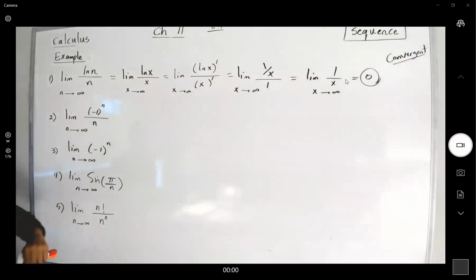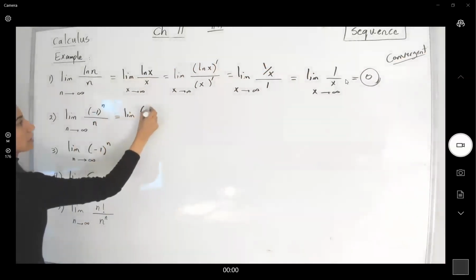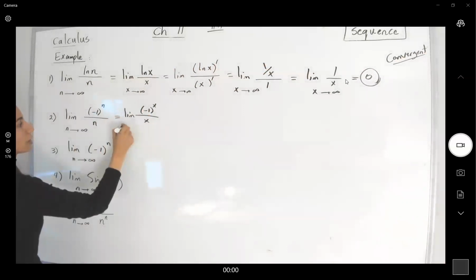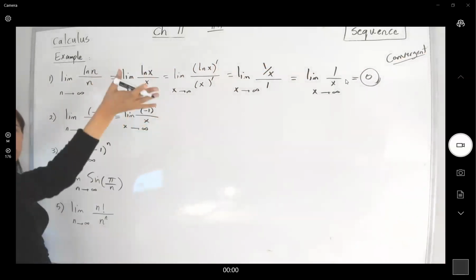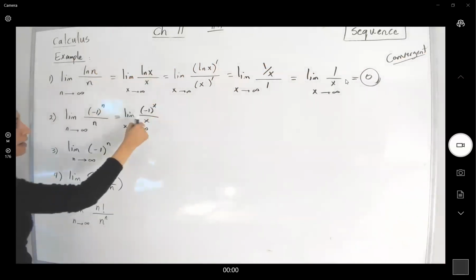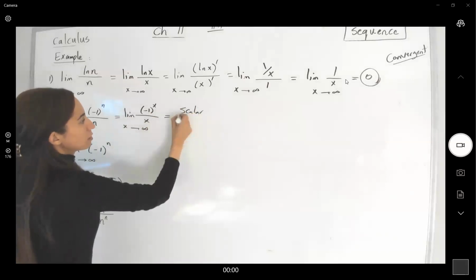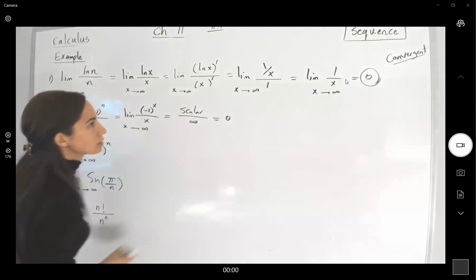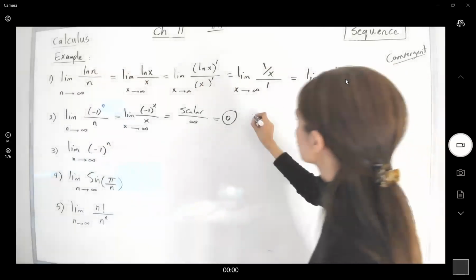This time, of course, the same as elementary calculus, what we learned before, (-1) to the power x divided by x, x approaches infinity. Here you have a scalar, +1 or -1, divided by infinity. So a scalar divided by infinity is 0. Convergence.